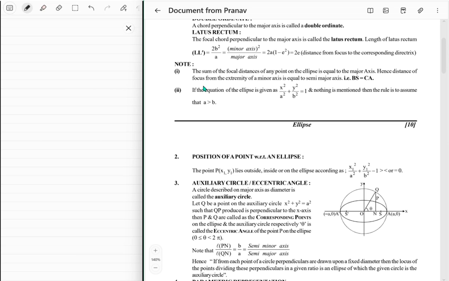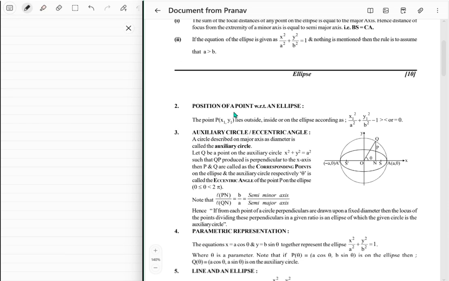Okay, this is all the properties, right? And what about these notes? So if this is the equation and nothing is mentioned, then assume a is bigger than b. Position of a point with respect to an ellipse. Just like position of a point with respect to a circle, do the linear transformation and it's pretty much the same kind of equation. So if x squared upon a squared plus y squared upon b squared is less than 1, it's inside the ellipse. If it's bigger than 1, it's outside. If it's equal to 1, then it's on the ellipse.